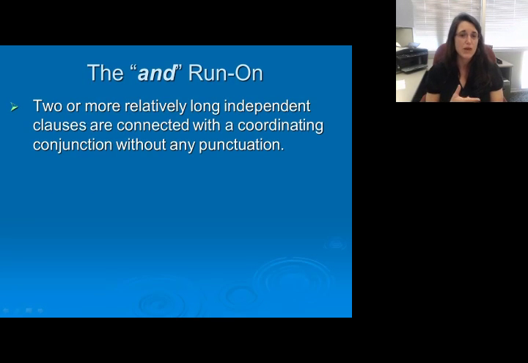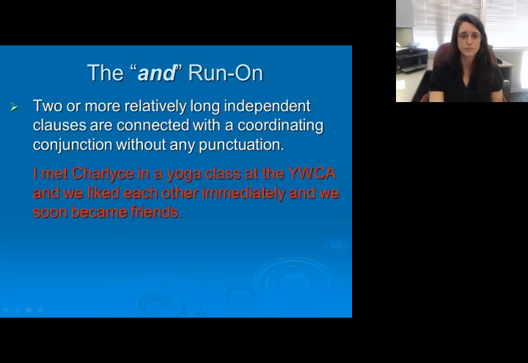So this is again when we have two or more relatively long independent clauses, and an independent clause is another phrase or another meaning for a complete sentence. So we have two or more relatively long complete sentences, and they're connected with a conjunction. But unfortunately, many conjunctions require punctuation. If they're lacking that punctuation, then the sentence is considered a run-on. It's the punctuation and the conjunctions together that keep a sentence from being a run-on.